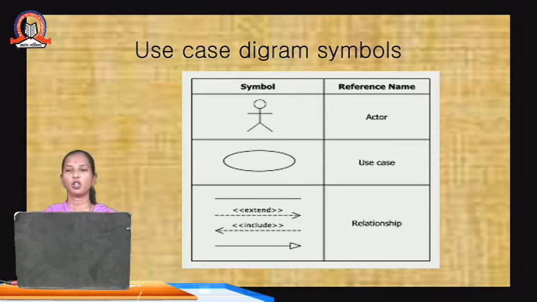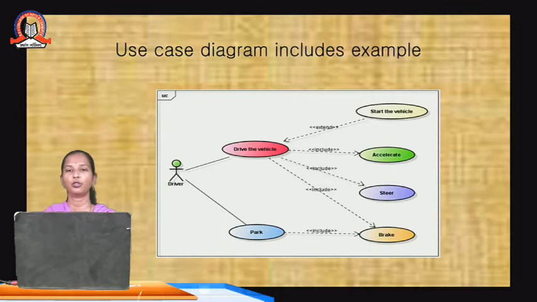First symbol is the actor symbol. Next symbol is the use case. So use case is basically the activity, and the third one is a relationship. Inside the relationship it will be again the straight line connecting the actor and the use case, or it will be the extends relationship or the includes relationship. Let's see one example of the includes relationship. It also has the extends relationship.